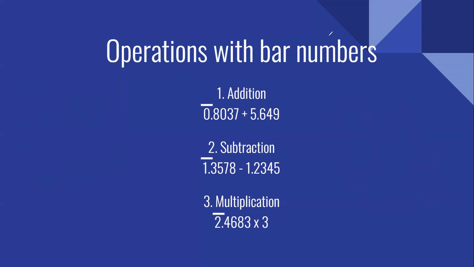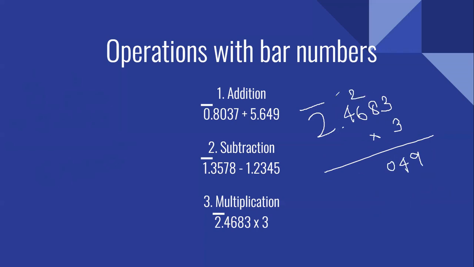Now let's look at multiplication. For multiplication, we have 2 bar 0.4683 multiplied by 3. 3 3s are 9, 3 8s are 24, 2 carry over, 3 6s are 18 plus 2, 20, 3 4s are 12 plus 2, 14. Now here we have 2 bar, which is negative 2. So 3 into minus 2 is minus 6. And then we have plus 1. So minus 6 plus 1 is minus 5. So this is how it's supposed to be done.